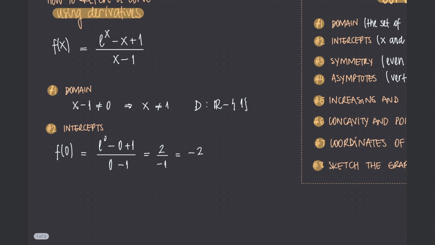If you wanted to find x-intercepts, you would need to take the function, which is e to the x minus x plus 1 over x minus 1, and set it equal to 0, meaning if you cross multiply, you'll be finding points where e to the x minus x plus 1 is equal to 0. Now, it's a little bit beyond the scope of this video, but do know that there's no solution for this equation. Therefore, there's no x-intercept.